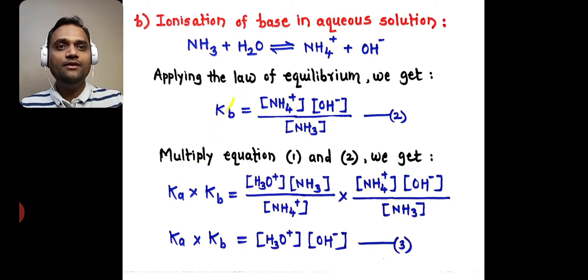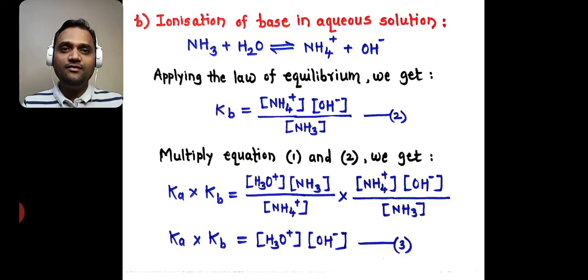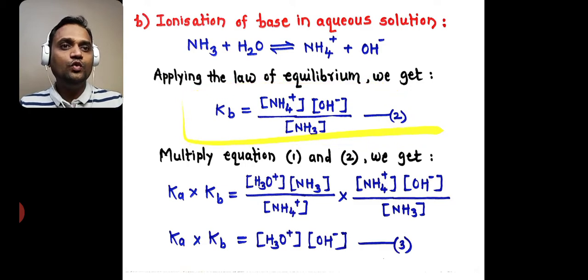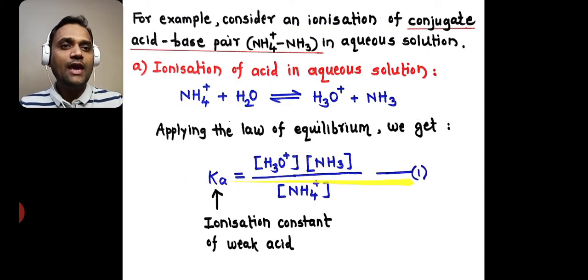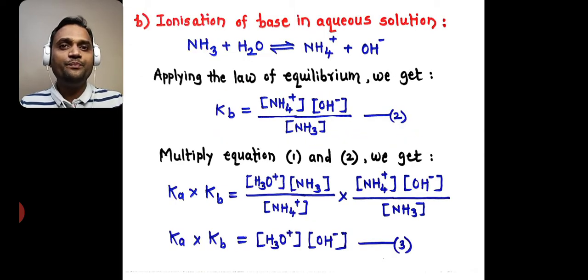Now again we have to apply the law of equilibrium to this reaction. So Kb is the ionization constant of a base here, equal to the molar concentration of NH4 plus into the molar concentration of OH minus divided by the molar concentration of ammonia. Or simply, Kb is equal to the product of molar concentrations of products divided by the molar concentration of reactant. Again, as with the acid, here we have neglected the molar concentration of water because it is taken as a constant. This is equation 2. So we have two equations: Ka is the first equation and Kb is the second equation.